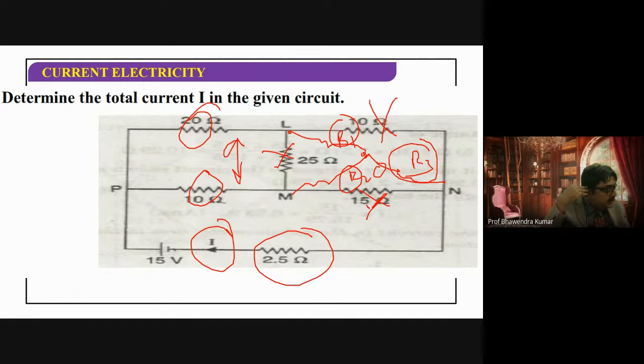Sir, the middle, the PMLN, can't that be taken as a star? We can take a star also, and then star to delta. But that will make the circuit a little more difficult. If I convert the delta to star, it makes life easier. If I convert star to delta, it increases the number of junction points. If I convert delta to star, instead of 3 junction points, L, M, and N, I will have only one junction point, that is O. So delta to star reduces the number of junction points. Star to delta increases the number of junction points.